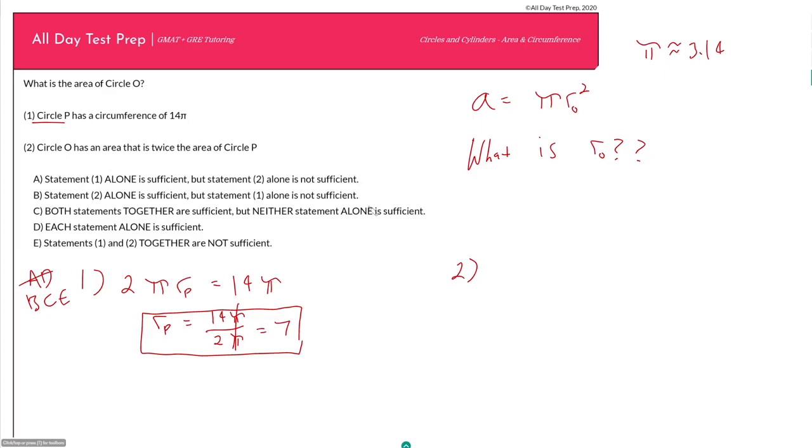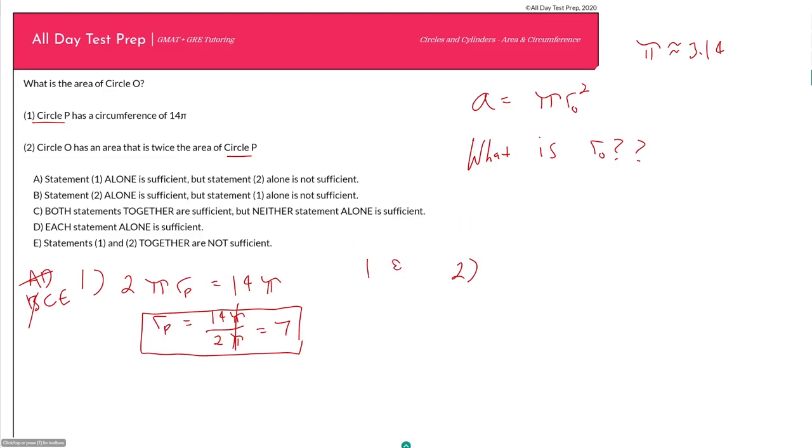Statement 2 says, circle O has an area that is twice the area of circle P. So remember, with data sufficiency, when we look at the second statement, you have to pretend that you have temporary amnesia. You got to forget about this information here. So this is as if, again, they're introducing this circle P for the first time here. And so without knowing anything about circle P, connecting circle O to circle P is not super useful. And so I can sort of quickly eliminate B for the same reason we eliminated A and D.